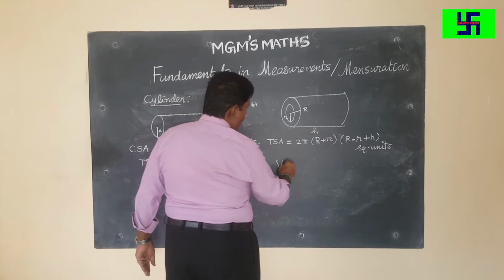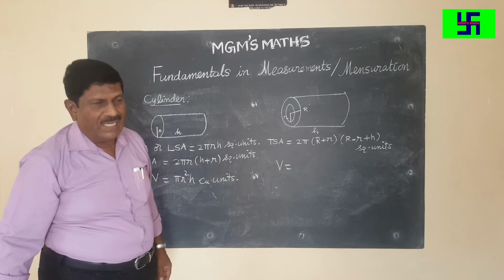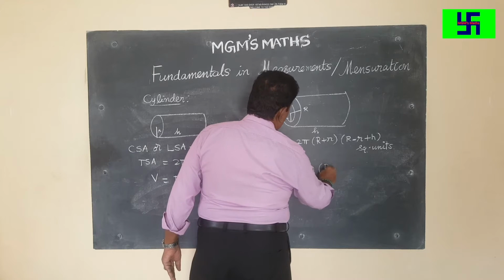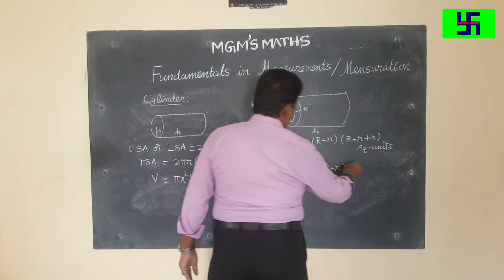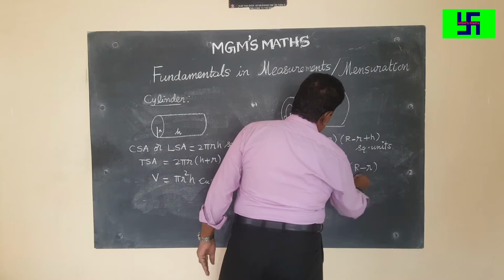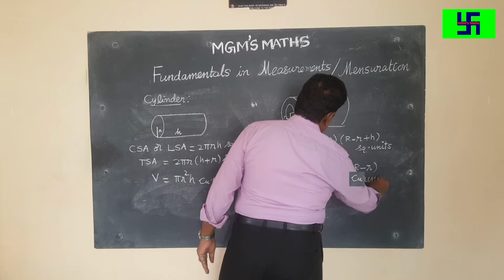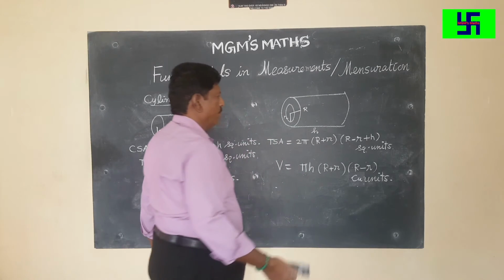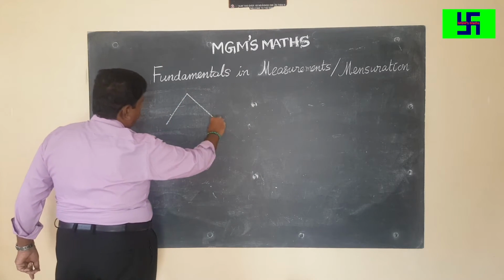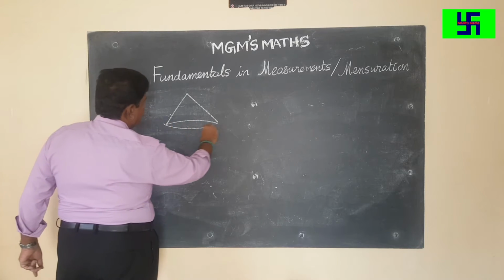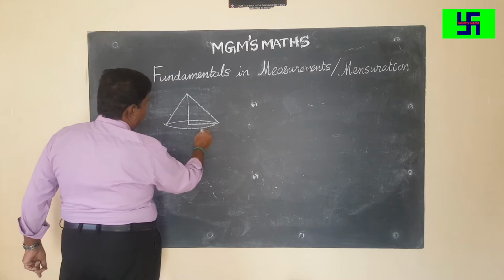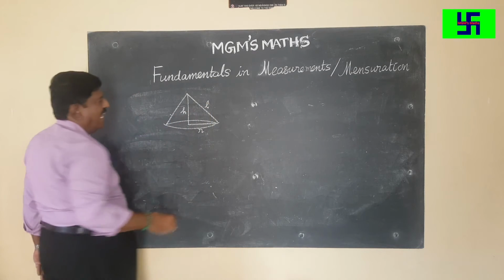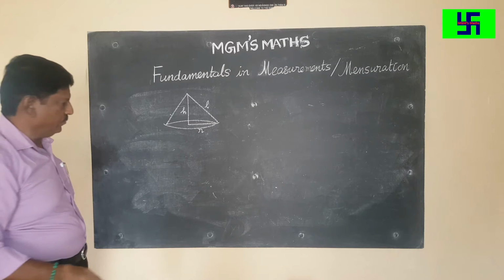What is the volume of the material of the hollow cylinder? Pi H into (R plus r) into (R minus r) cubic units. Now, we will see a cone. This is a right circular cone. This has a radius of R, height of H and slant length or slant height L.